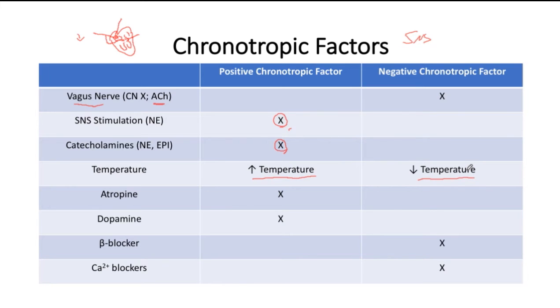Basically, we will route more blood flow to our internal organs, and we try to conserve heat when we're cool. So heat is a positive chronotropic factor. Cool is a negative chronotropic factor.